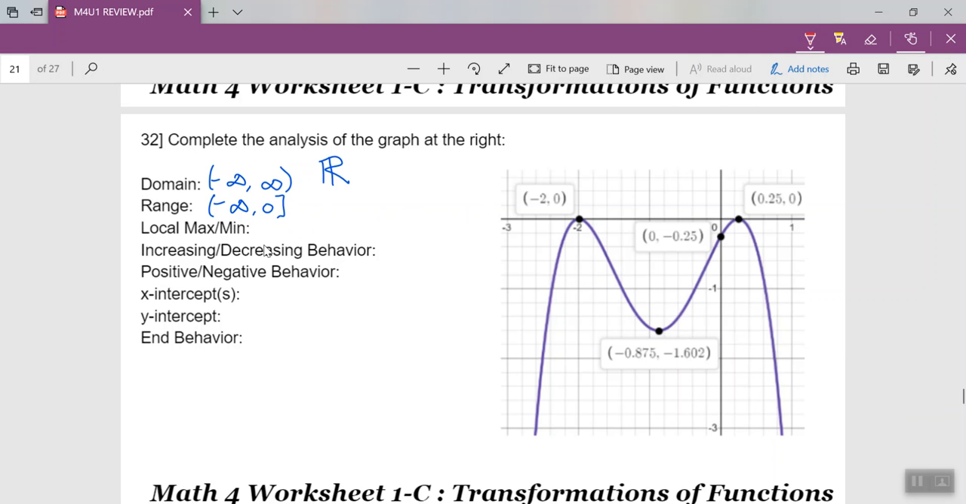Now, for local max, local min, we have 2 local maxes. Negative 2, 0, and 0.25, 0. And a local min at negative 0.875, negative 1.602.